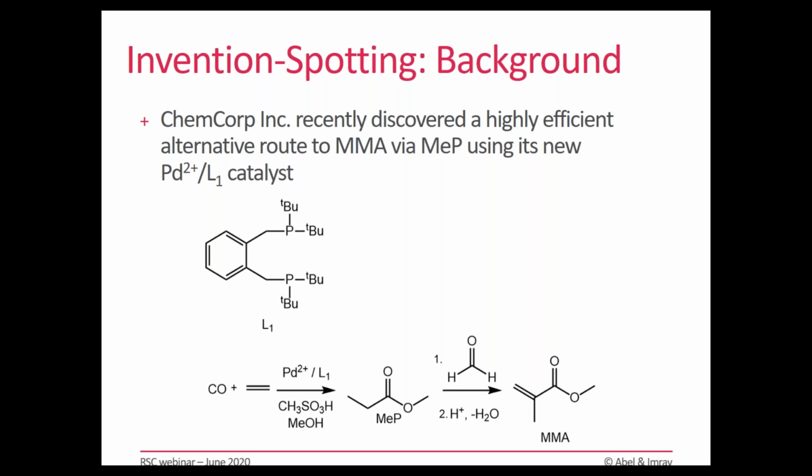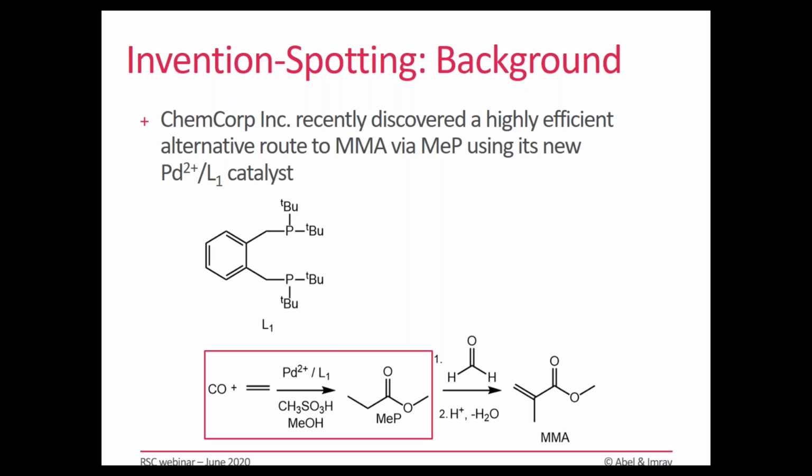ChemCareers have come up with this alternative route to methyl methacrylate, and their route is shown at the bottom of this slide. So this is a route that goes via an intermediate, which I've called MEP, that's methyl propionate down at the bottom. And so their route, what's really important about it is this first step. This first step is a methoxycarbonylation step where ethylene and carbon monoxide are reacted in the presence of methanol and a strong acid with a catalyst. And that gives you this methyl propionate. And so this is key.